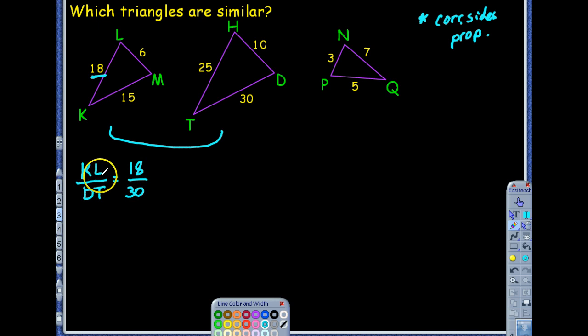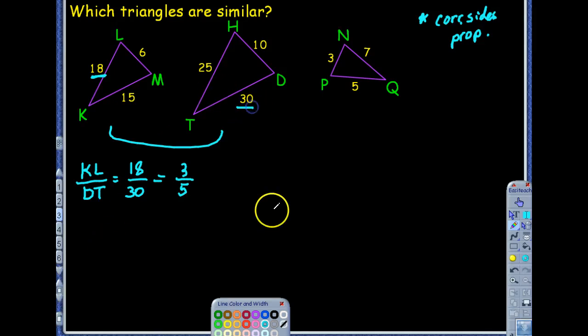Now, guys, you don't necessarily have to write the name of it, but it's going to help if we have some similar triangles. It's going to help with writing the similarity statement, which we're going to practice in just a minute. Okay? So when I simplify that down, that is 3 over 5. Okay, so if the remaining two corresponding pairs have the same ratio of 3/5, then we can say these triangles are similar. So let's keep moving on.